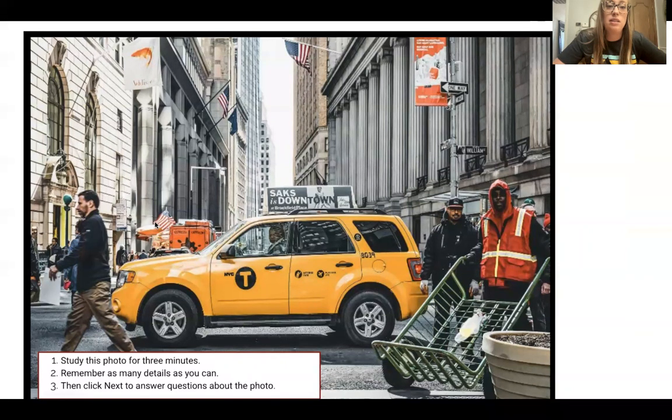And I believe this is in the United States because there are several American flags waving in the street. I believe that's about all I can really say about this picture.